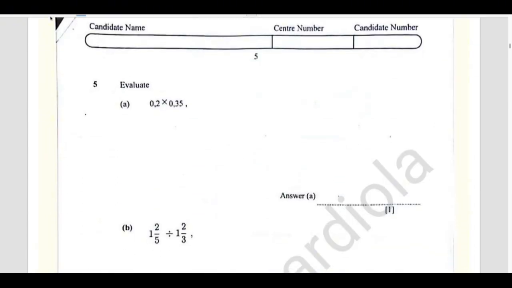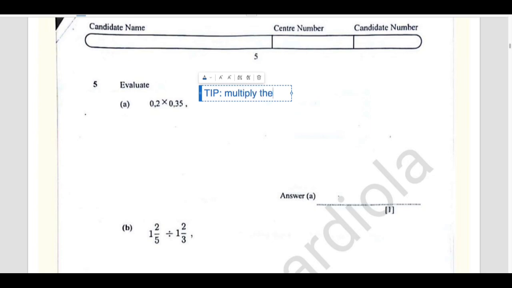Let's move on to question 5. Evaluate this number: 0.2 times 0.35. There are many methods which you can use. I find that the simplest method for me is to just multiply these two numbers together normally, just 2 times 35, and then you add in the total number of decimal places of the two numbers.